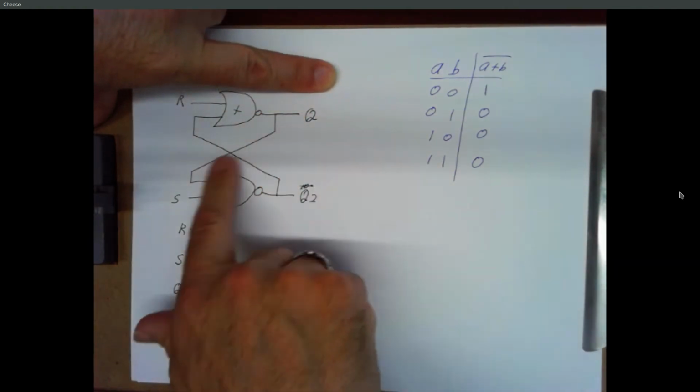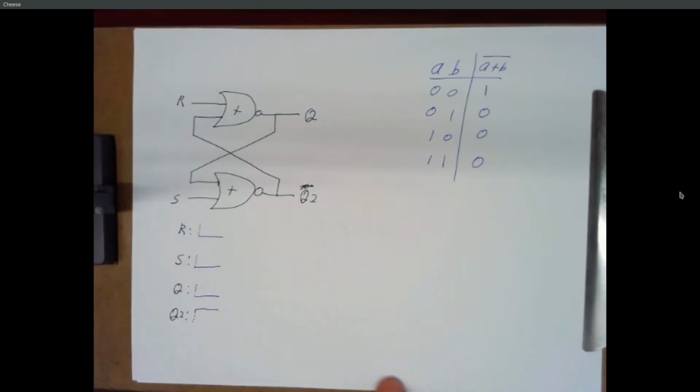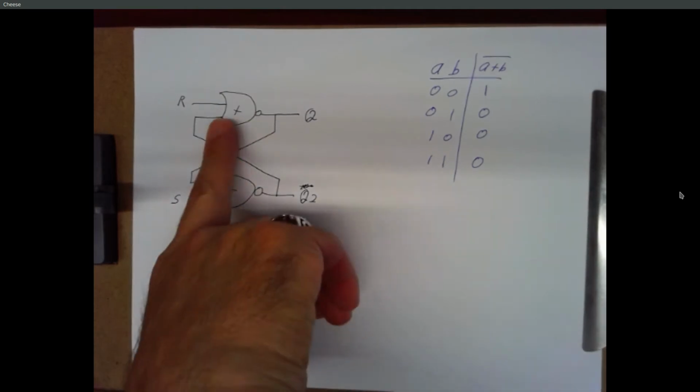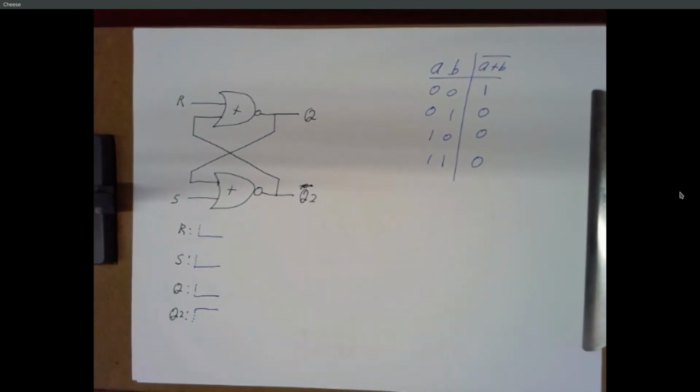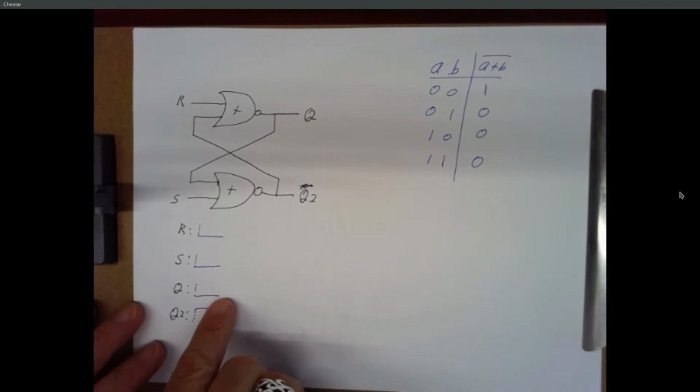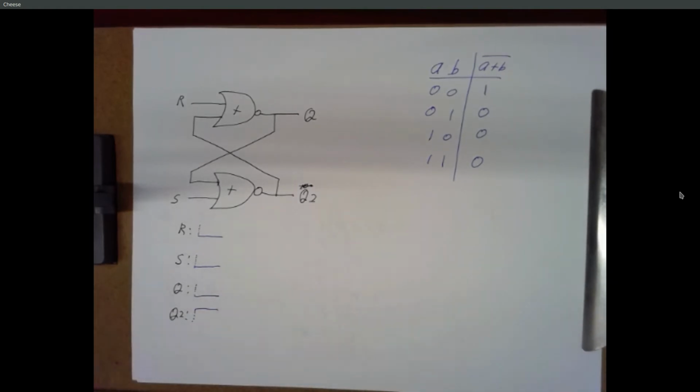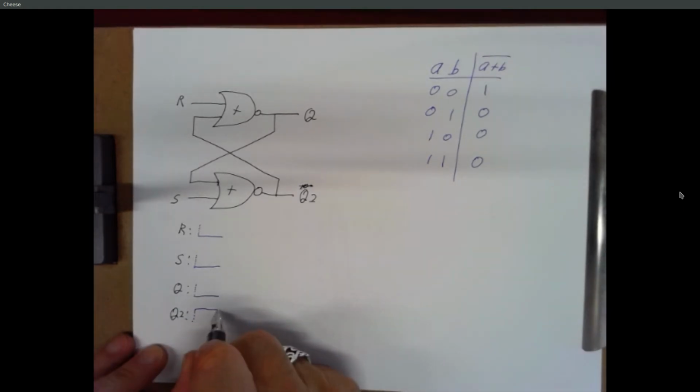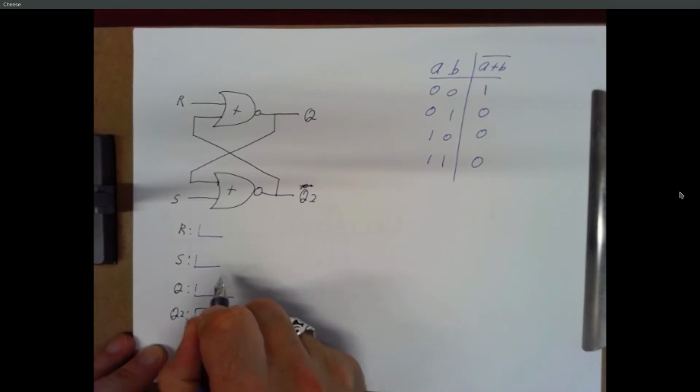Okay, so you kind of chase these signals around, and right, if we do this with one inverter or 3 inverters, we see the output keeps flipping back and forth. If we do it with 2 inverters or with 2 NOR gates set up like this, the output is stable. So Q is 0, Q2 is going to be 1. That's going to persist unless something changes.